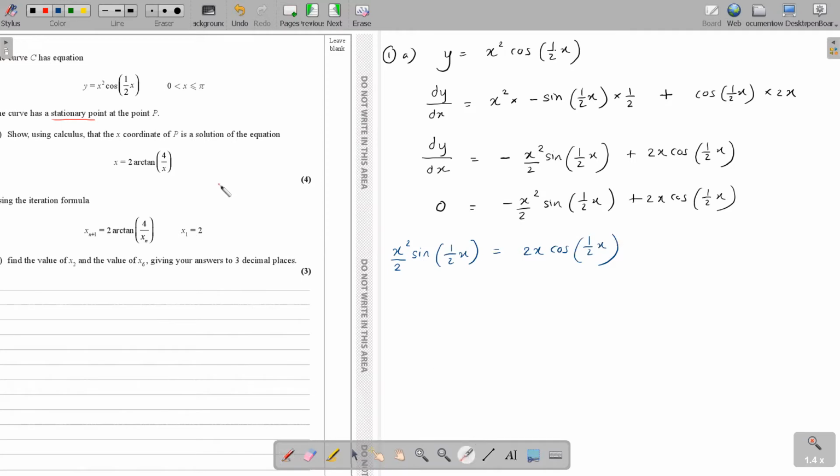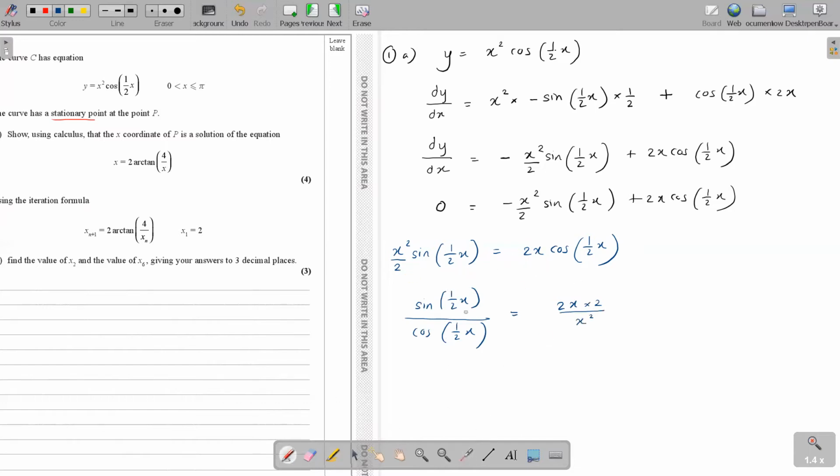Looking at the show-that, I can see it's arctan, meaning I have something to do with tan here. There's a sine half x and a cos half x, and we know sine over cos gives us tan. So let's keep the sine and cos terms on this side, while all the other terms, the x squared and the 2, I'll take to the right hand side. Rearranging, I bring the cos half x to this side as a division: sine half x over cos half x equals 2x times 2 over x squared.